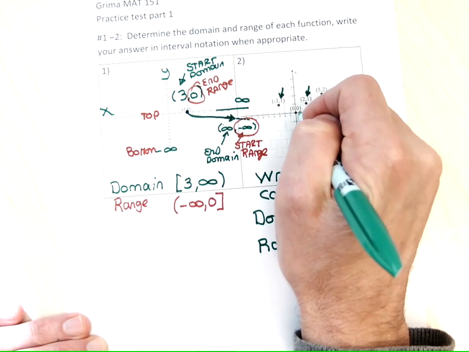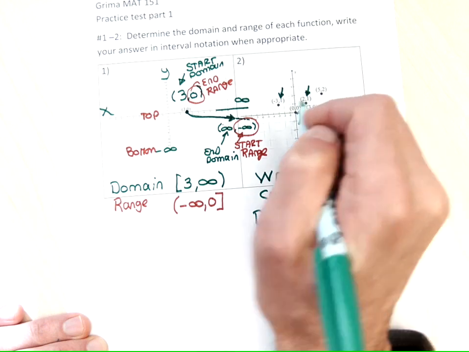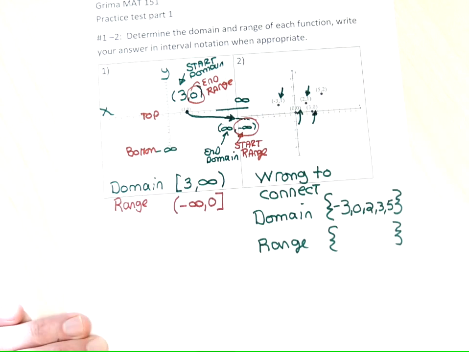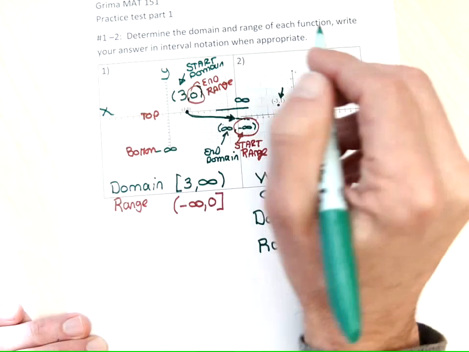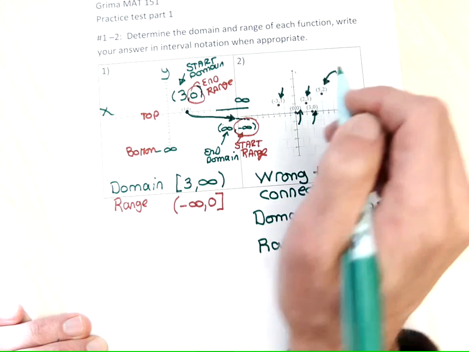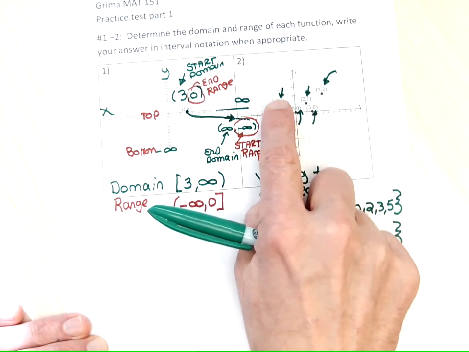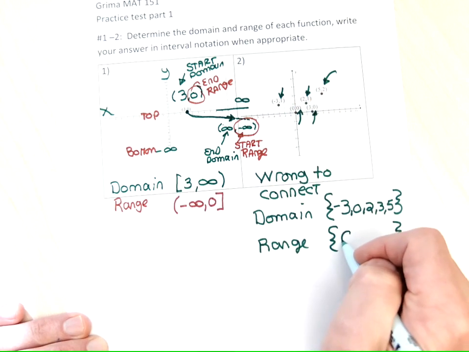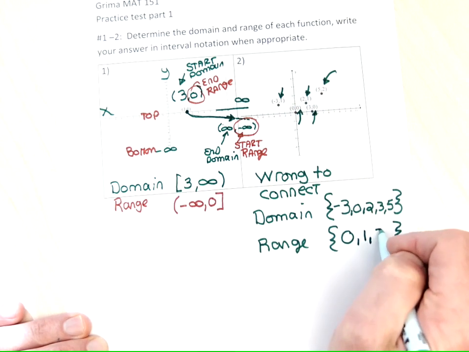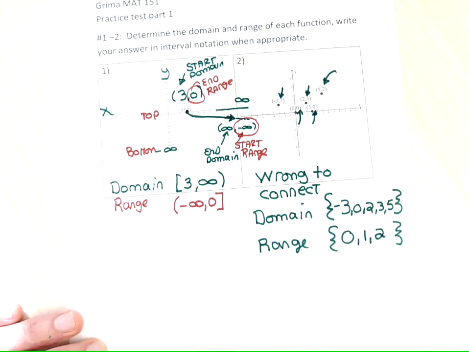Similarly, 2 points have a y of 0. I don't need to put both of those in my range, but I need to have a single 0. And the other unique y is 2. So my range needs to have the 0, the 1, and the 2, which are the individual y's that occur from any of the points. And that's as good of a range as I could write.